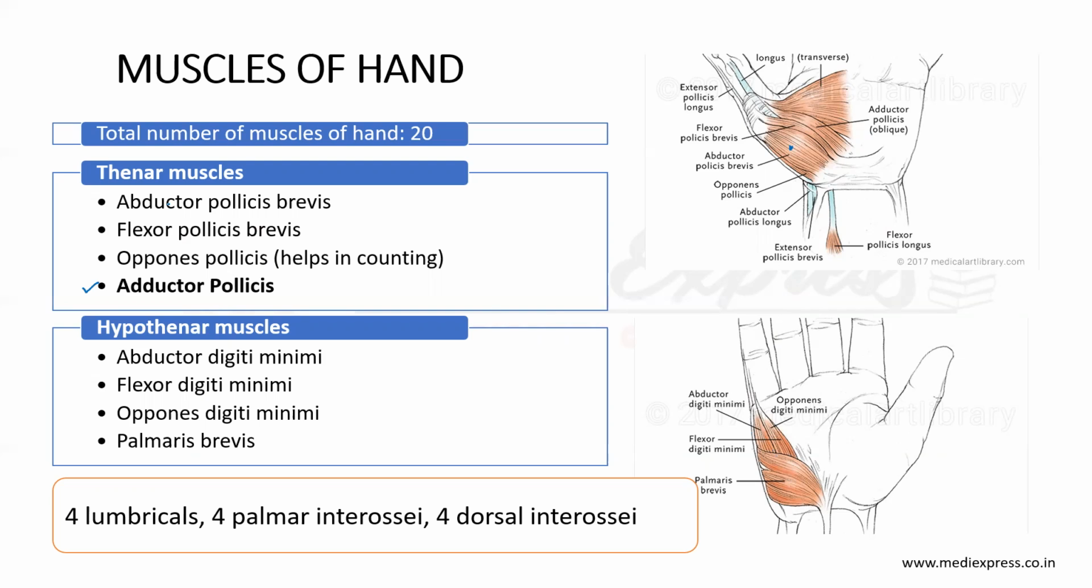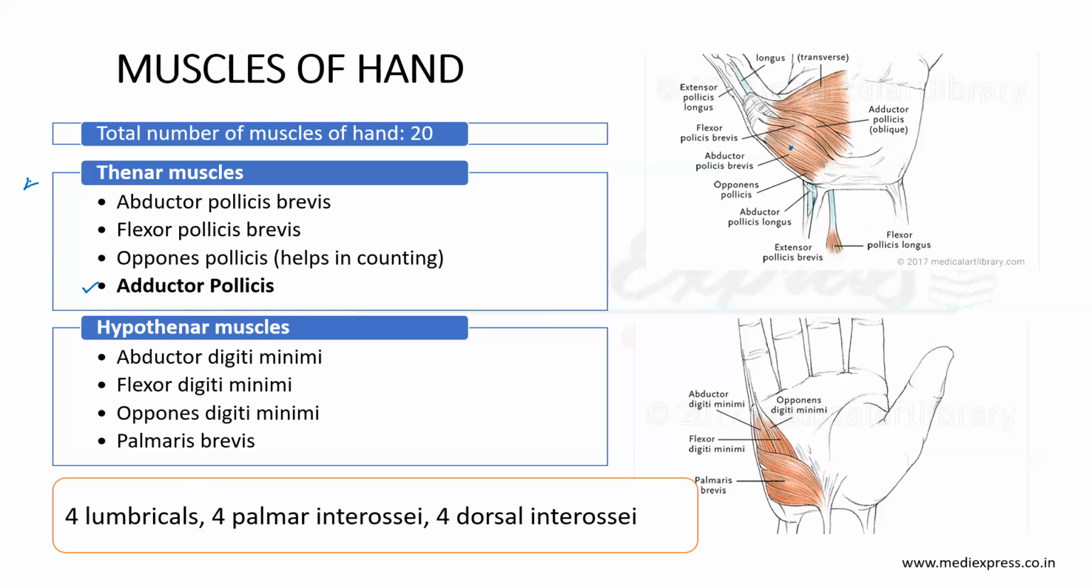As the name goes, abductor pollicis brevis helps for the abduction of the thumb. Flexor pollicis brevis helps for the flexion. Opponens pollicis helps for the opposition, and adductor helps for adduction. In the same way, abductor digiti minimi, flexor digiti minimi, and opponens digiti minimi help for the same things.